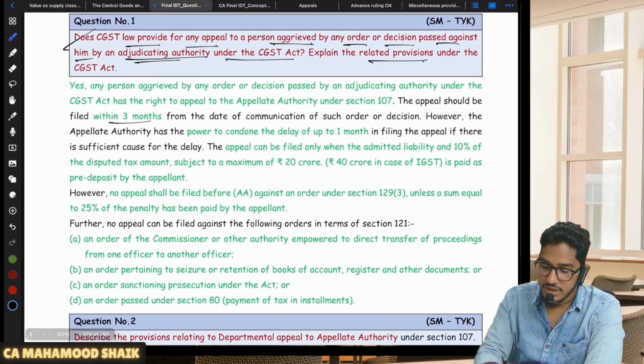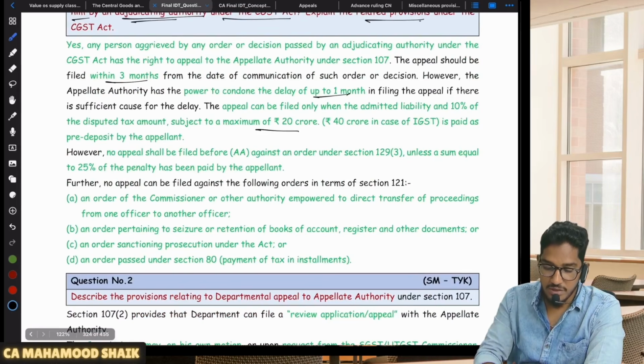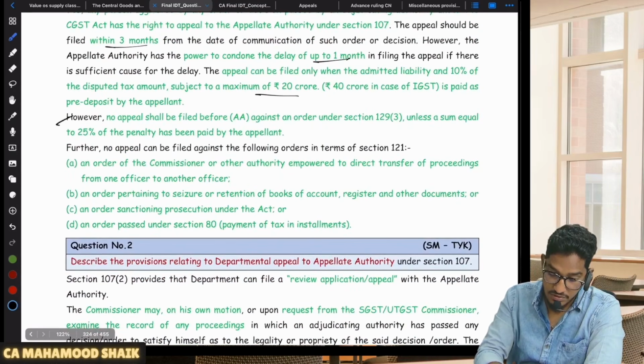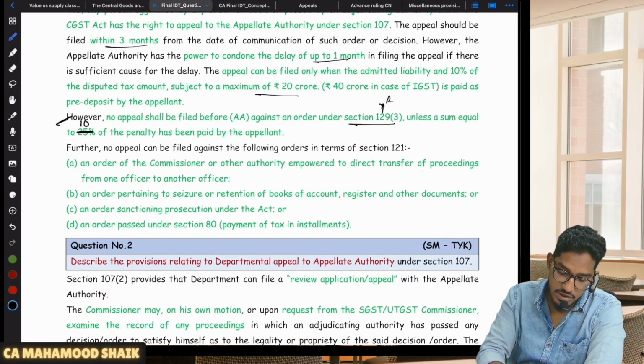Within how many months? Within 3 months. That entire provision you are required to write here. Up to 1 month, you have to make a pre-deposit, and also this one. However, no appeal shall be filed before AA against an order under 129(3). That means penalty. Unless a sum equal to 25%, not 25%, it is also 10% only.